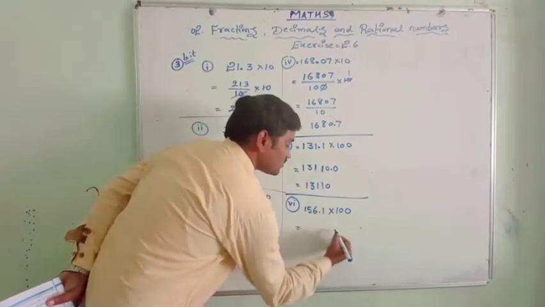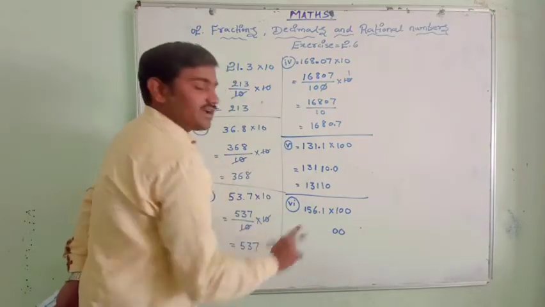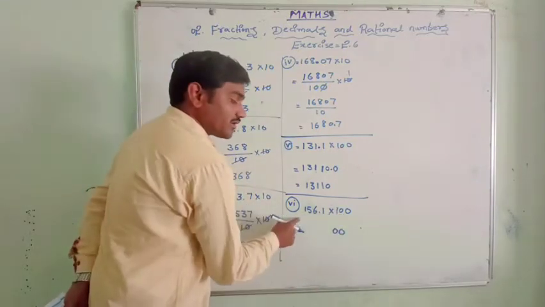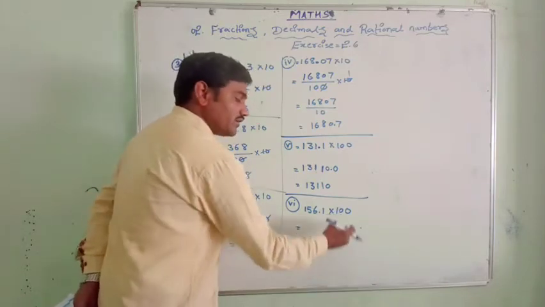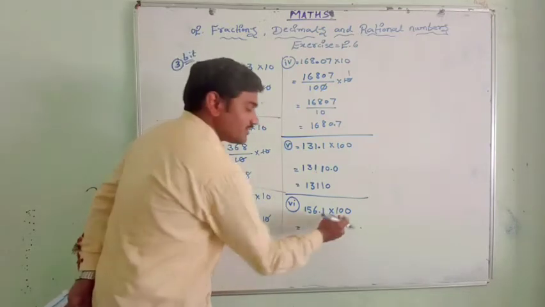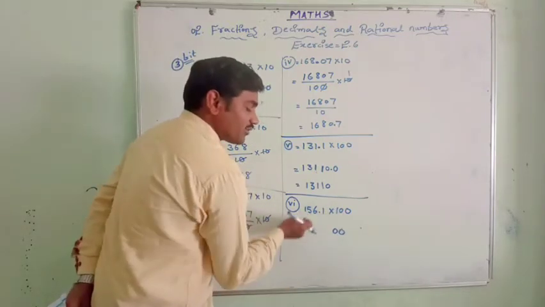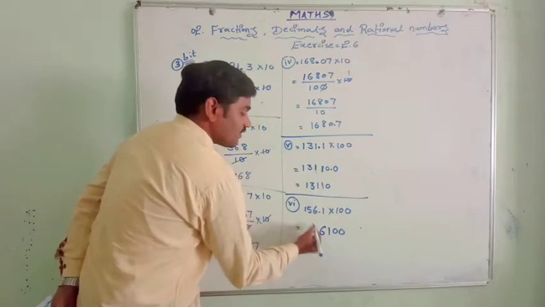First, how many zeros are there? 2 zeros. You keep those 2 zeros here completely, and only multiply with 1. Before, we multiplied with 100, no? 100 contains 2 zeros, so you write these 2 zeros here. If you multiply with 10, you write only 1 zero. With the zeros you don't multiply now, with the number only. 1 one is 1, 1 six is 6, 1 five is 5.